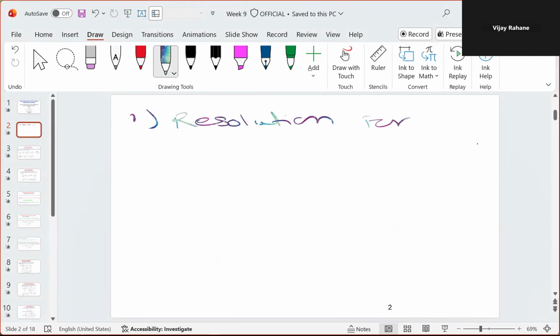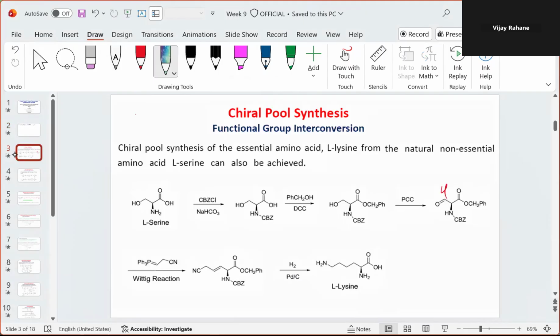Resolution is used for the purification of compounds, particularly the enantiomers or the diastereomers, and after that we have seen some examples of the chiral pool synthesis. This is one example that I have given you for homework. So we'll solve that question and then we will see how the chiral pool synthesis has been done to synthesize this L-lysine.